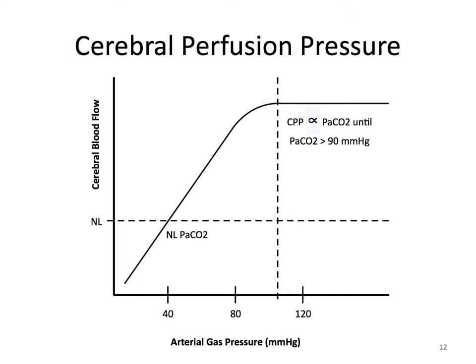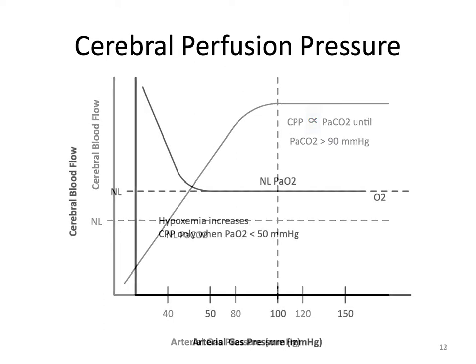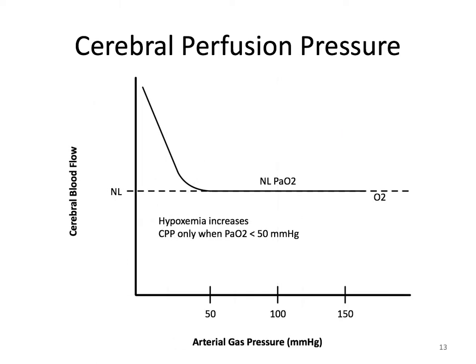This mechanism supports the management principle of permissive hypercapnia and increased intracranial pressure. In a similar vein, hypoxemia increases the cerebral perfusion pressure only when the PaO2 is less than 50 millimeters of mercury.